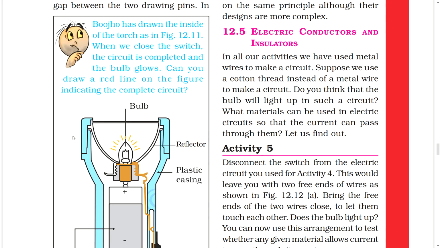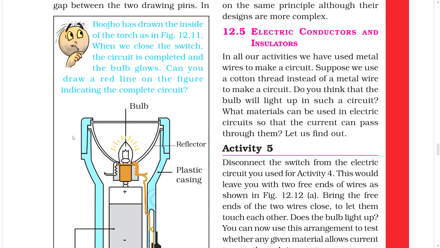In all our activities, we have used metal wires to make a circuit. Suppose we use a cotton thread instead of a metal wire to make a circuit. Do you think that the bulb would light up in such a circuit? What materials can be used in electric circuits so that the current can pass through them? Let us find out.